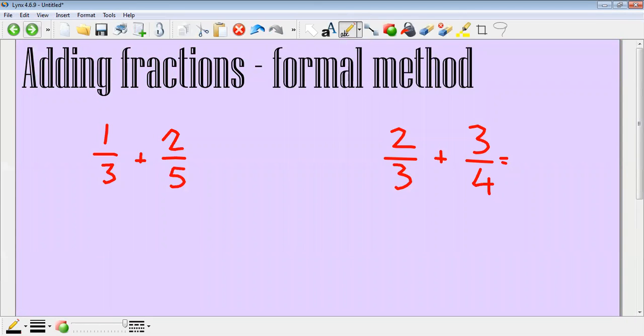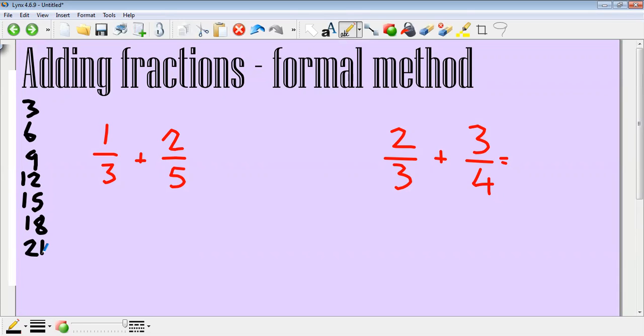Now we'll look at the formal method. So what we're trying to basically do is find a common denominator. That means we need to turn the bottom numbers into the same thing. So if I were to count in 3s, like so, I'll just do a couple more, like so. And if I count it in 5s, what I'm looking for is a number that appears in both those times tables. And then look, we've got 15 here and 15 here.